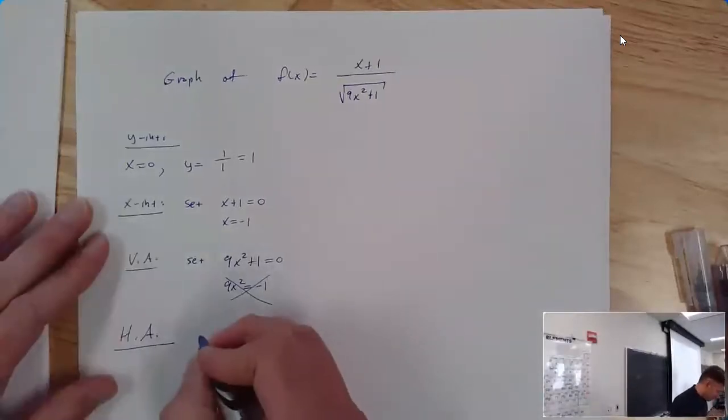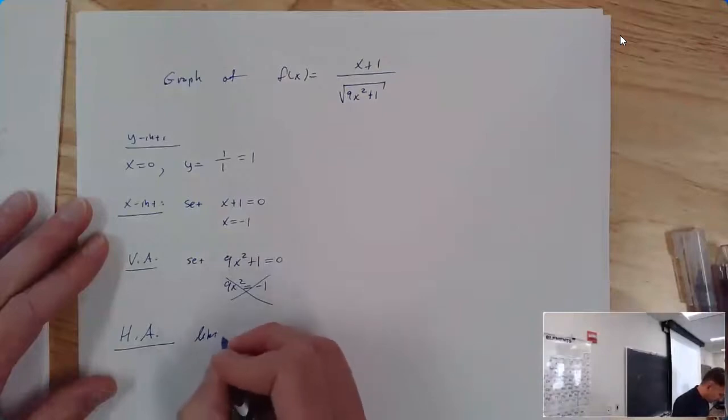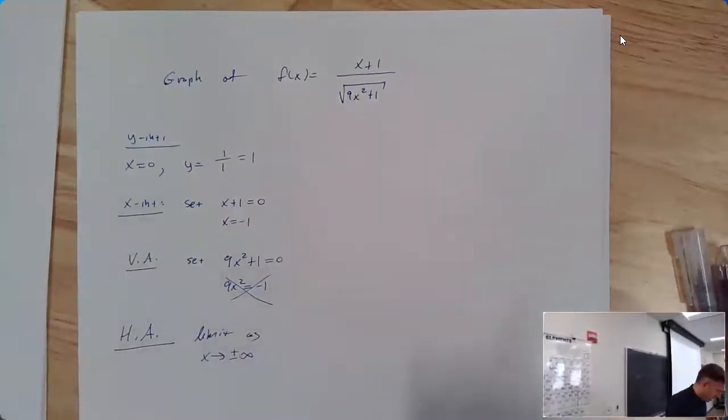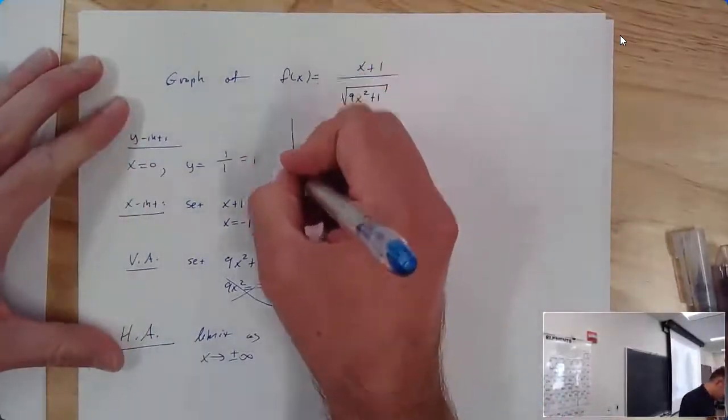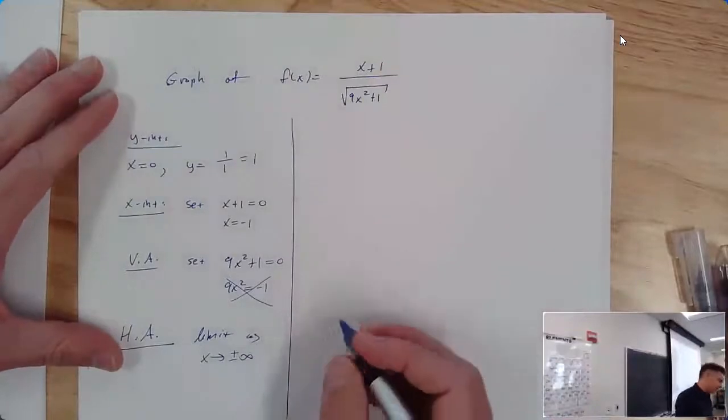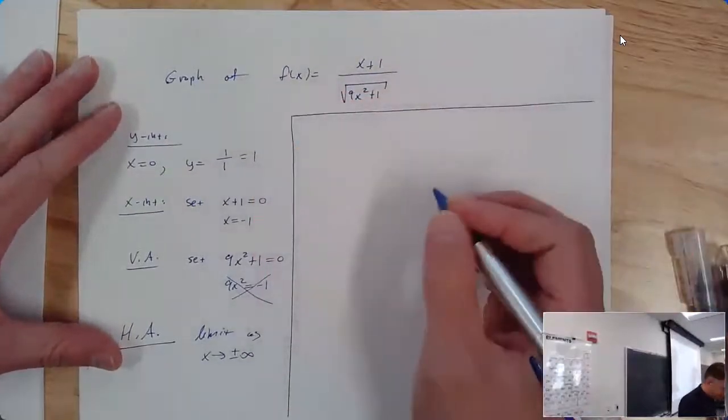So take the limit as x goes to positive or negative infinity. And we're going to do both. We'll do the easier one. No, let's do the harder one first. Because if you don't do the hard one first.